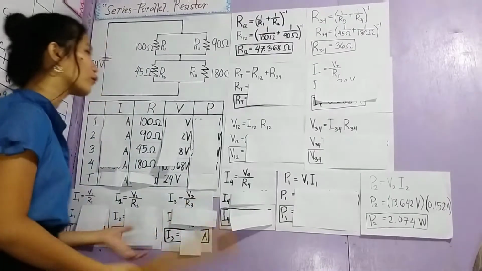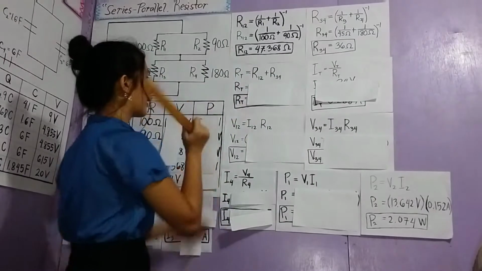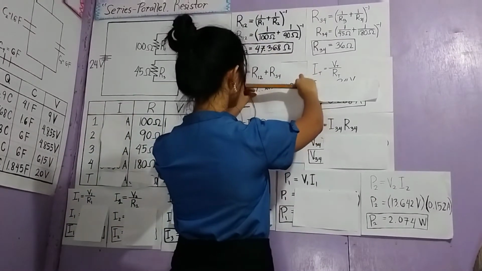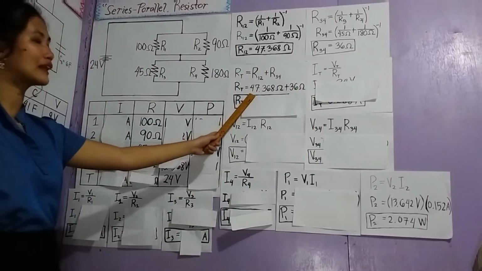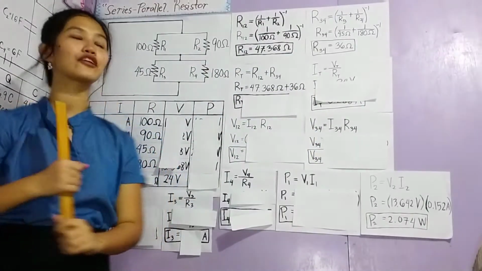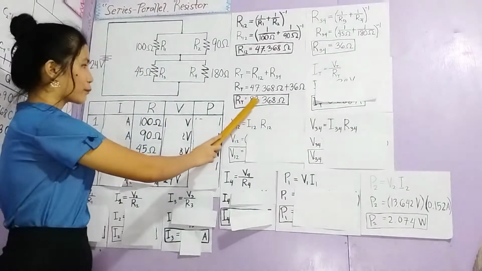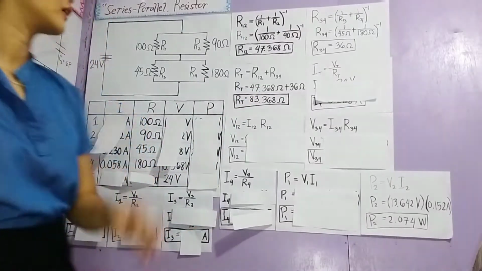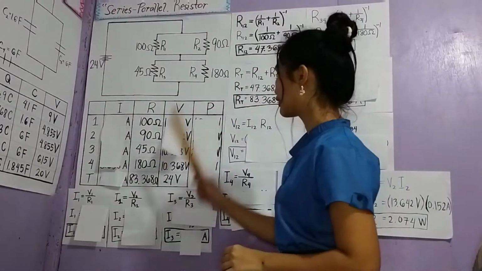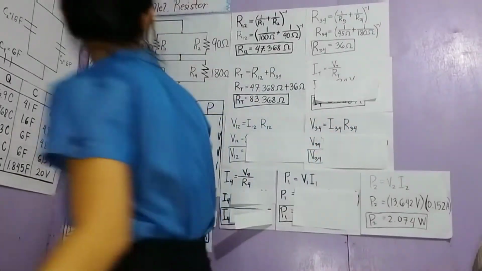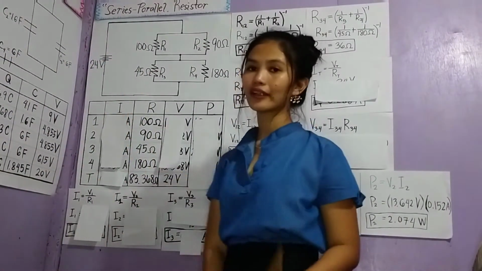So now we can find our R total. So our R total is the combination of R12 plus R34, and put down their given value. We have 47.368 ohms plus 36 ohms, and using the calculator, we will be able to get an answer of 83.368 ohms. So now we have our R total, so we are going to put that down in our table.